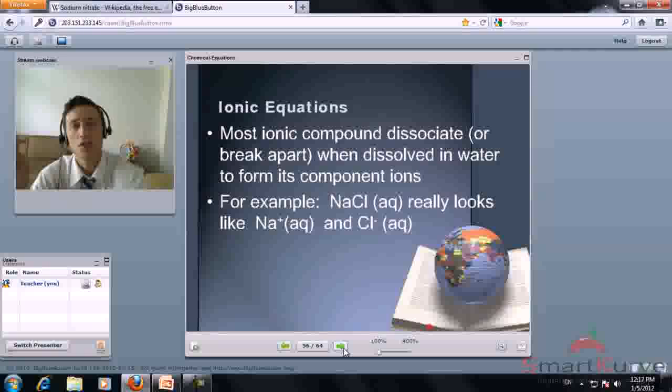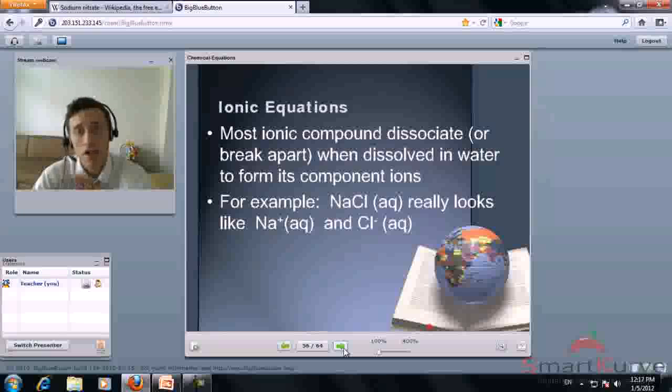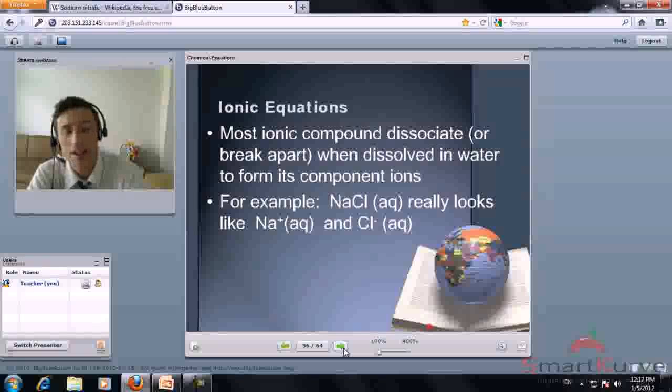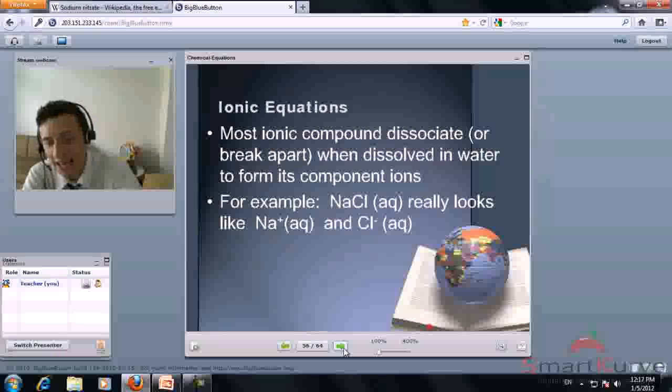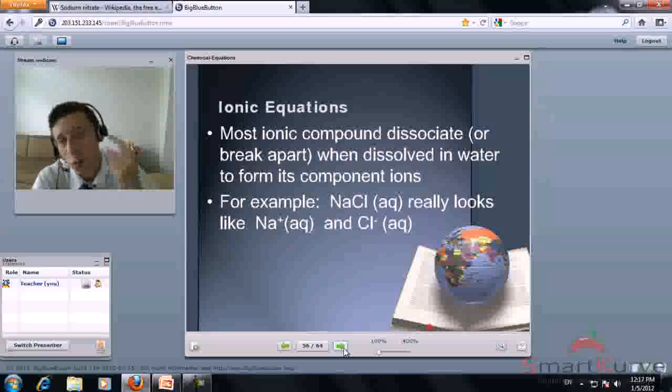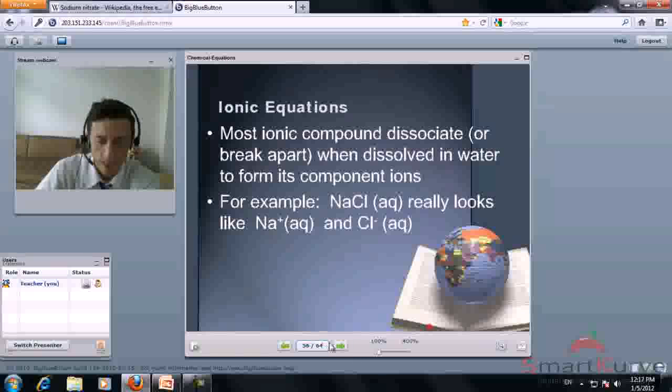So the sodium goes from 11 protons and 11 electrons to 11 protons and 10 electrons, giving it a positive charge. So we write Na+. The chlorine goes from 17 protons and 17 electrons to 17 protons and 18 electrons, meaning it has one more electron, one more negative charge, so we give it an overall -1 charge. All right? Boom.